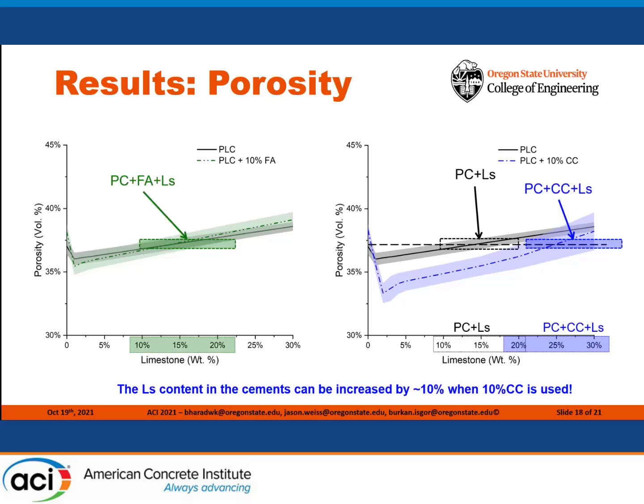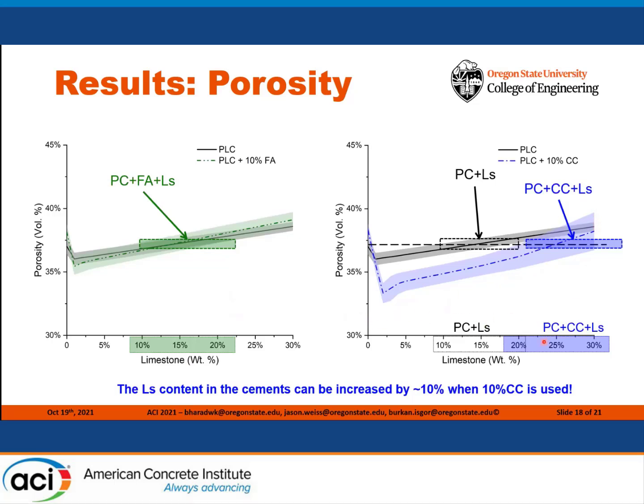This 10% increase is made possible by the addition of calcined clay, and it's significantly more than when a conventional siliceous SCM like fly ash is used. When fly ash is used, the limestone content can be anywhere between 10 to 20%, which is similar to the range of the neat cement system without any SCM.